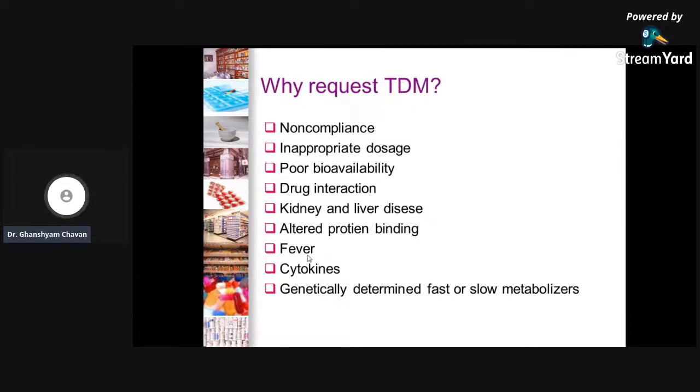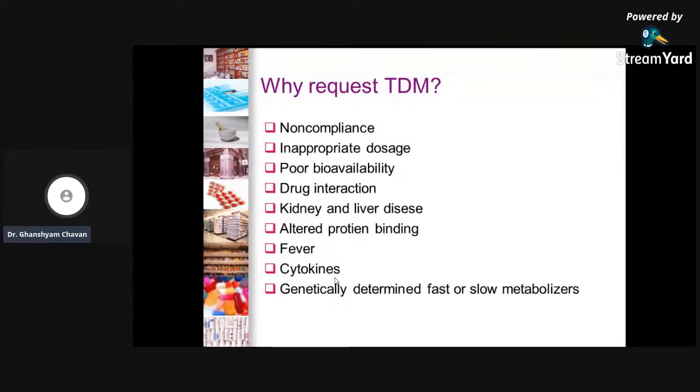In fever condition also, it will affect the blood concentration. And cytokines. What are cytokines? They are nothing but peptides, proteins. And these proteins are in the form of interleukins or interferons. They are the cytokines. They are released at the time of inflammation. They are released at the time of immune response.